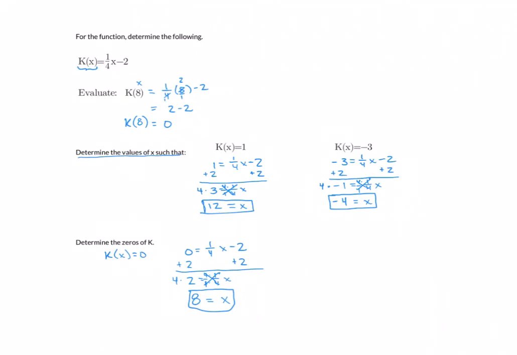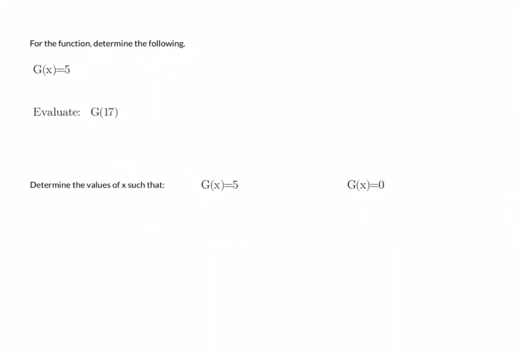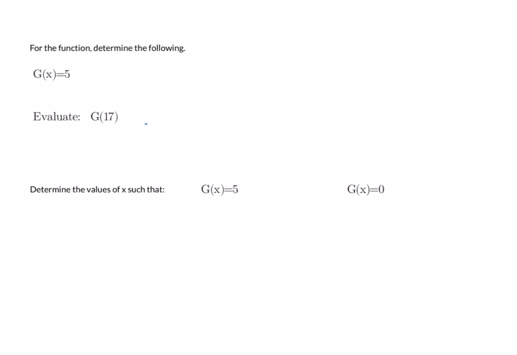All right, that takes care of our function k of x. Let's keep going and see what we can do. All right, the next function we have is g of x equals 5. Now be careful on this one, don't overthink it. If we plug in 17 for x, do I have any x's to plug it into? The answer is no, so what do we have? Well, g of 17 is equal to 5. And we're done.